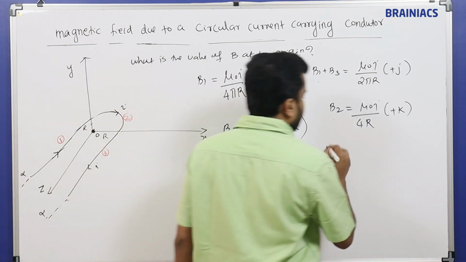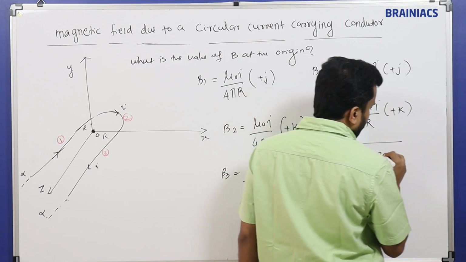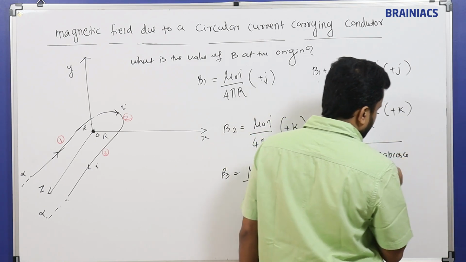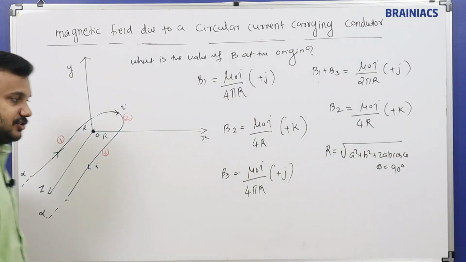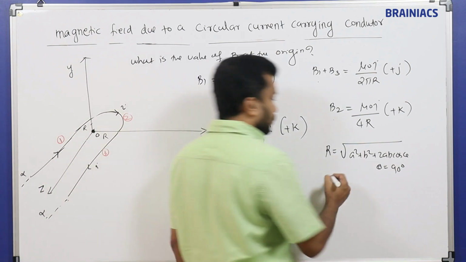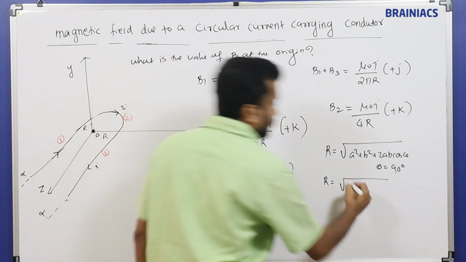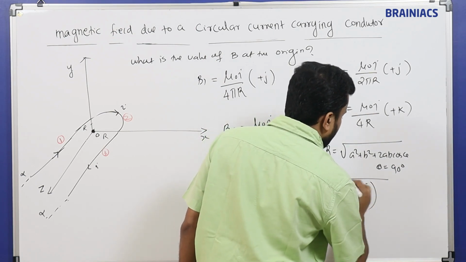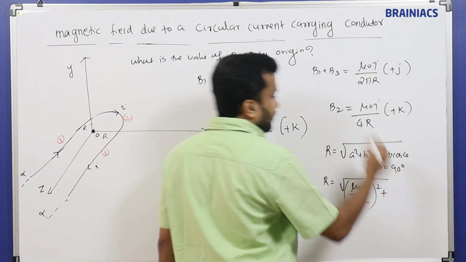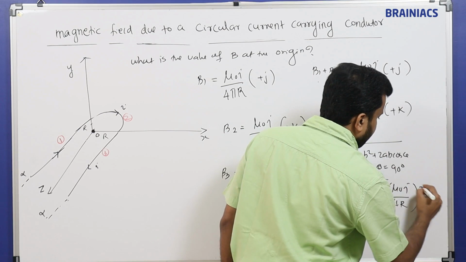So how will we find the resultant of two vectors? Square root of A squared plus B squared plus 2AB cos theta. Here theta is 90 degrees. So cos 90 is how much? 0. So root of A squared plus B squared will come. One is this B1 plus B3, which means (μ0 I by 2πR) the whole squared plus, the second one, (μ0 I by 4R) the whole squared.